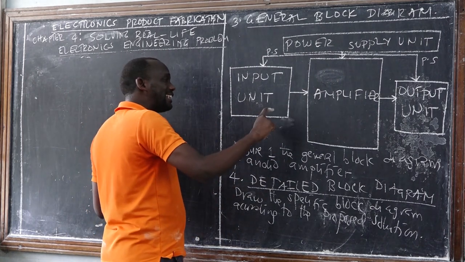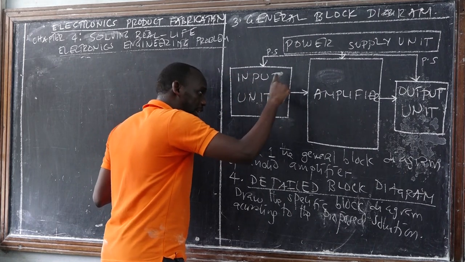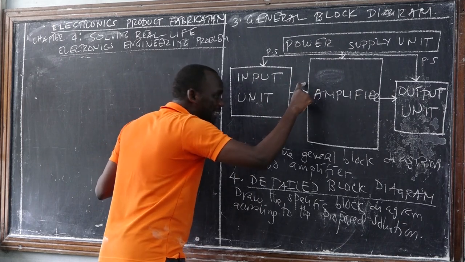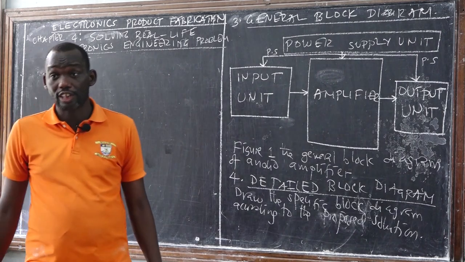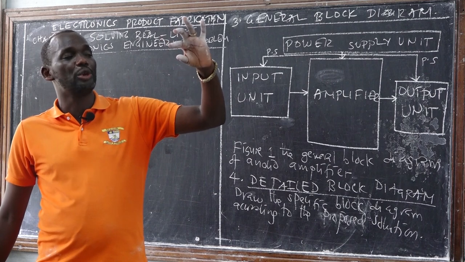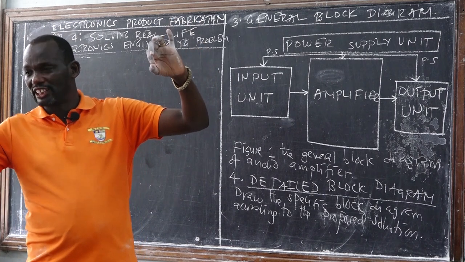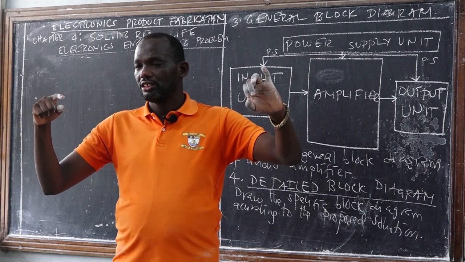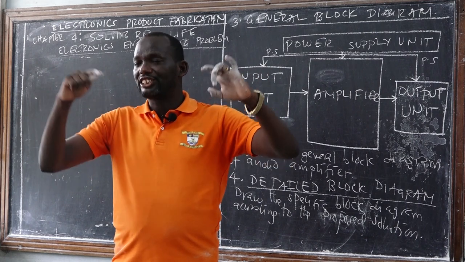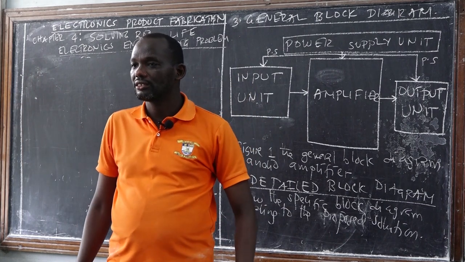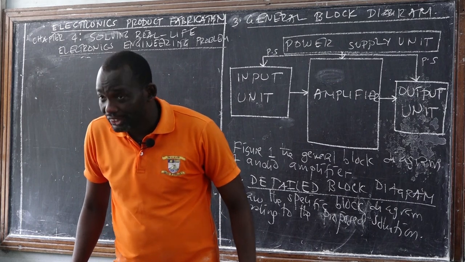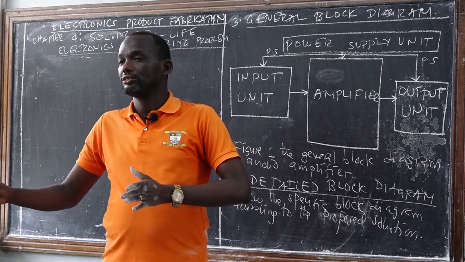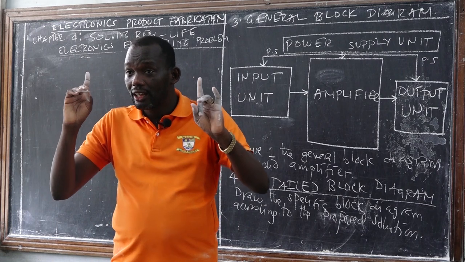Okay. So we say that in order for the output of the input unit to interface with the input of the amplifier unit, they must speak the same language. Do you understand? For instance, if you have a USB port in your computer and you have a flash, in order for your computer to interface with the flash, they must speak the same language in terms of hardware and in terms of software. If they are not compatible, there is no exchange of files from your computer to the flash. Are we together?